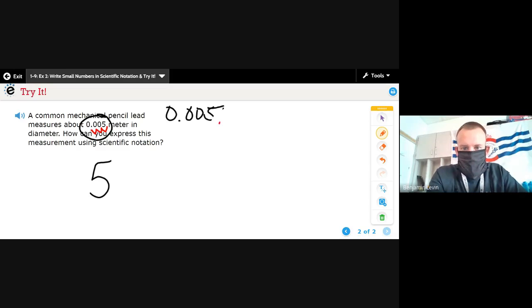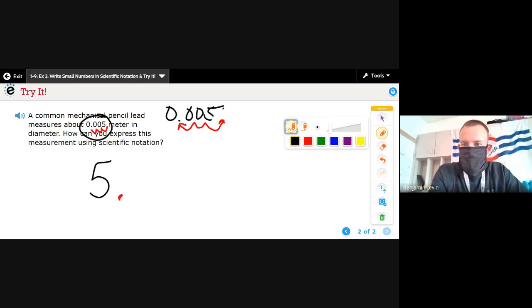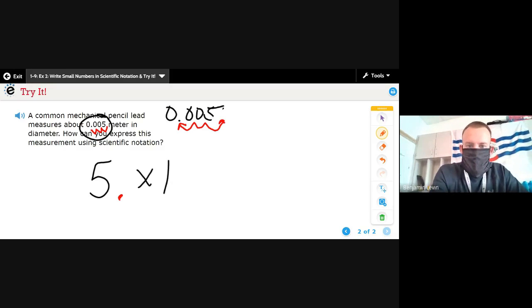Look, to get to here, this is our new decimal spot, right? We moved it 1, 2, 3 spots, right? So this is going to be 5 times 10 to the negative 3.